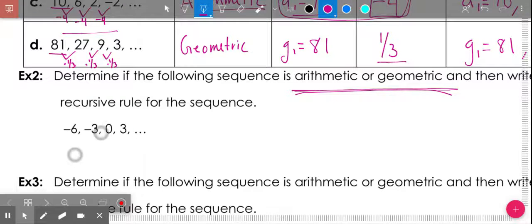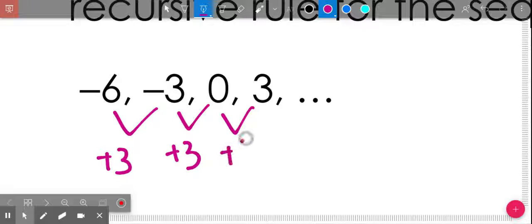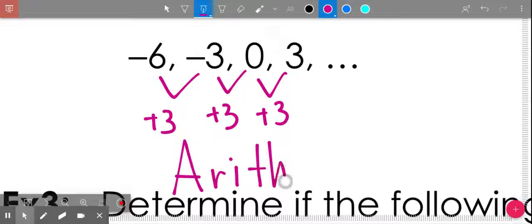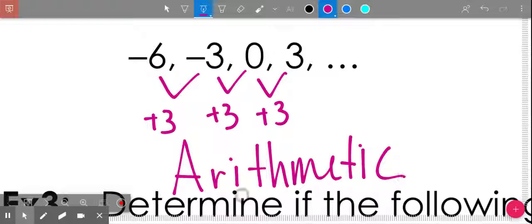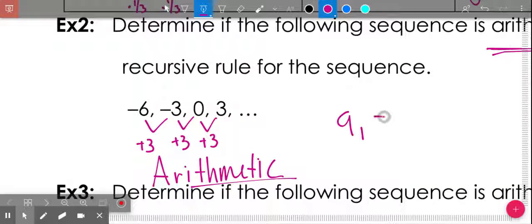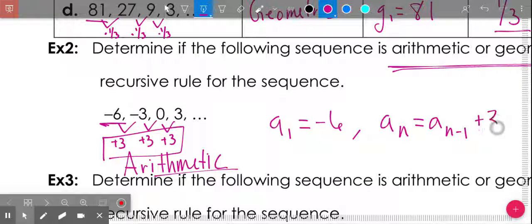All right, so to go from -6 to -3, we're adding 3. -3 to 0, we're adding 3. And 0 to 3, we're adding 3. Since we're adding each time, this is arithmetic. So that means we need to start with a sub 1 equals, our very first term was -6. And then we'll have a sub n equals a sub n minus 1. And then what was our difference? Adding 3, so plus 3. And then we're done.